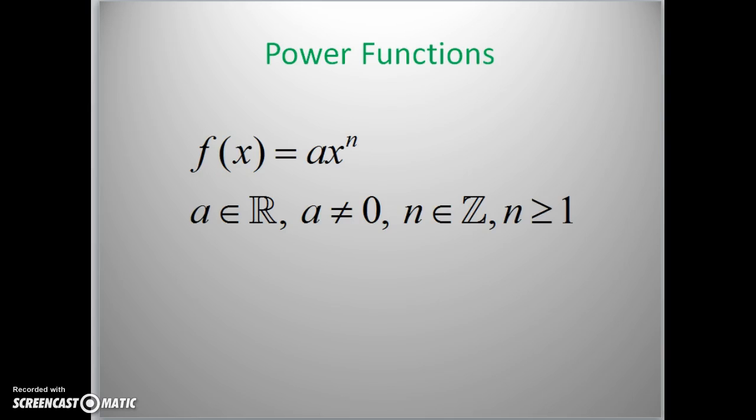Power functions are in the form f of x equals a times x to the n, where a is just any real number not equal to 0, and n is an integer that's greater than or equal to 1. If n is equal to 1, then we get a linear function, so that's not very exciting. So we will be focusing on power functions where n is 2 or larger.